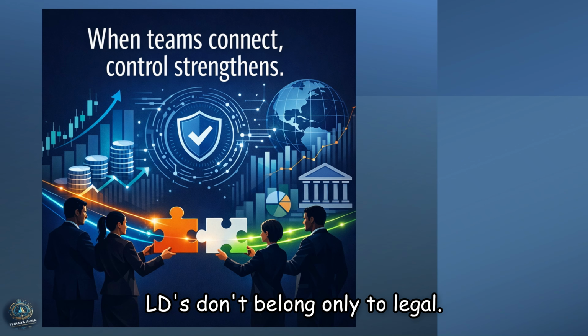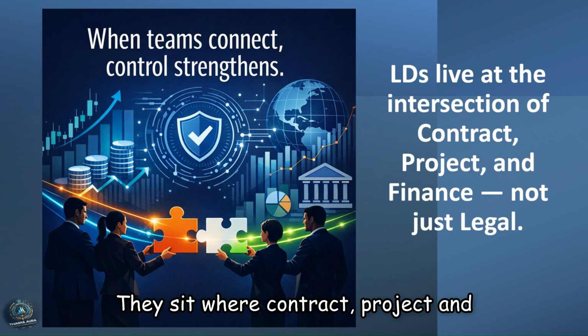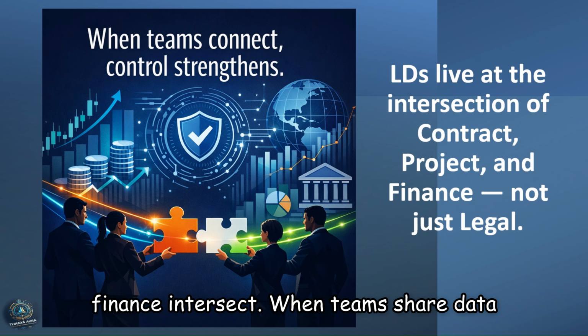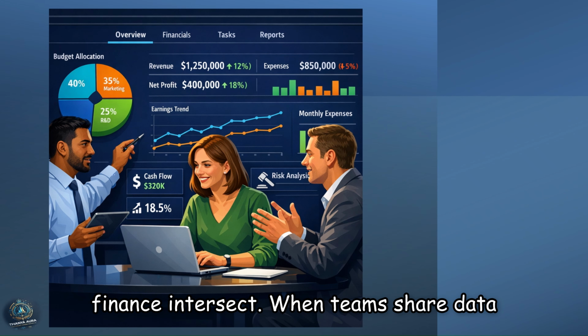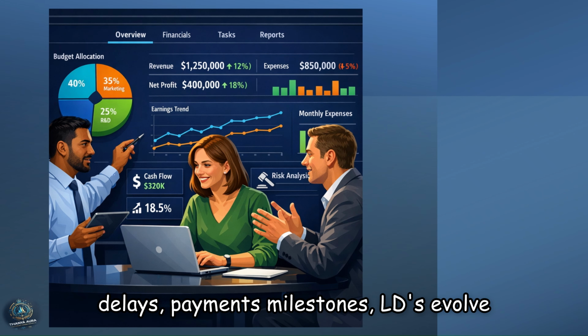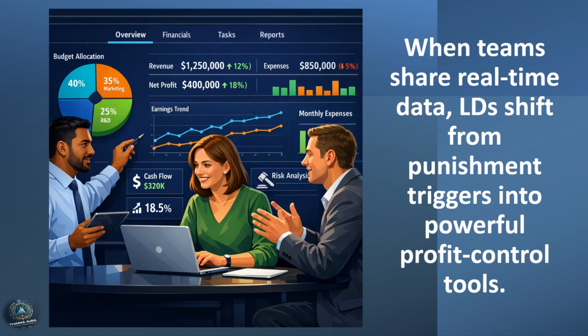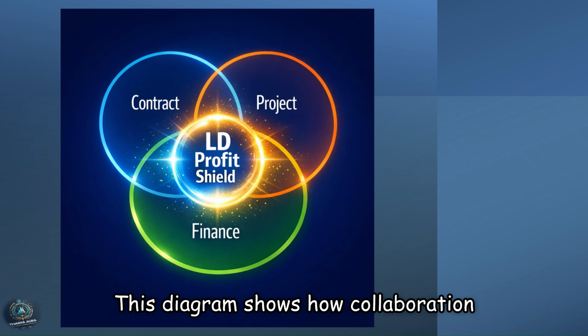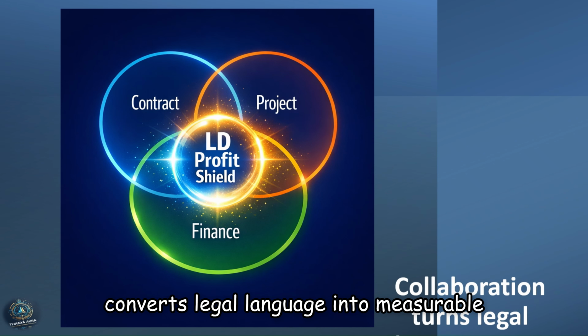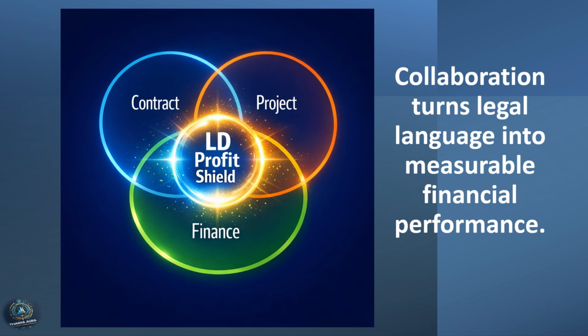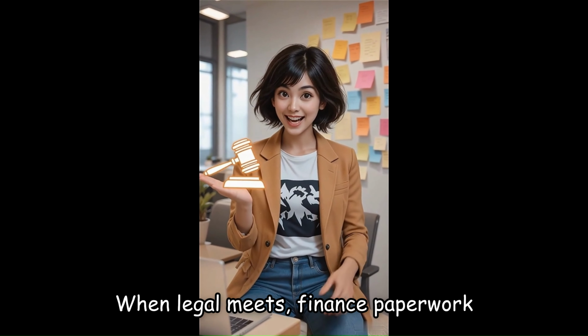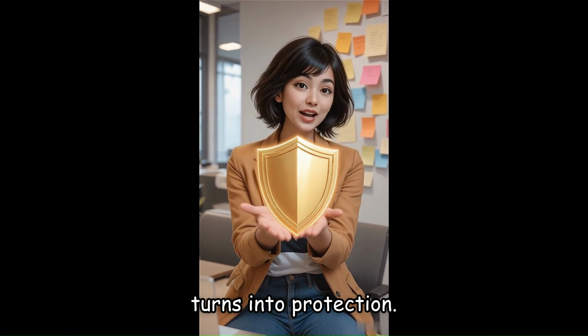LDs don't belong only to legal. They sit where contract, project, and finance intersect. When teams share data, delays, payments, milestones, LDs evolve from punishment triggers to profit control tools. This diagram shows how collaboration converts legal language into measurable financial performance. When legal meets finance, paperwork turns into protection.